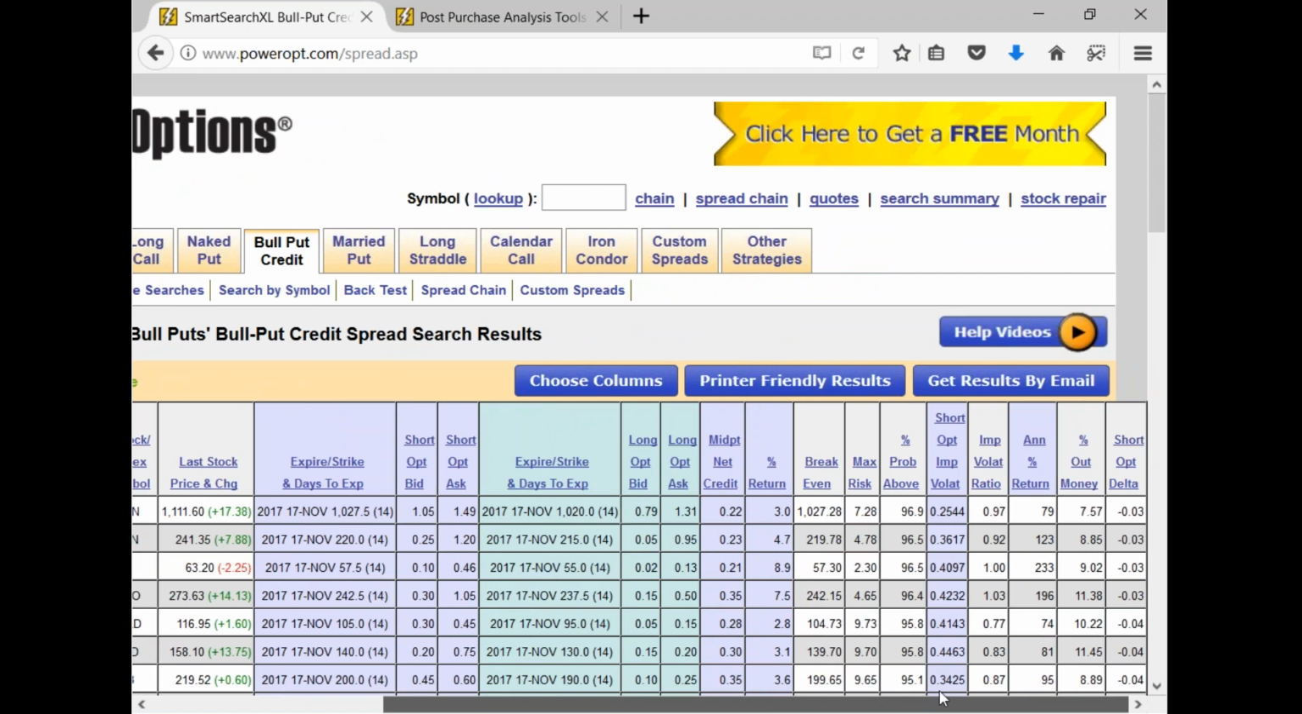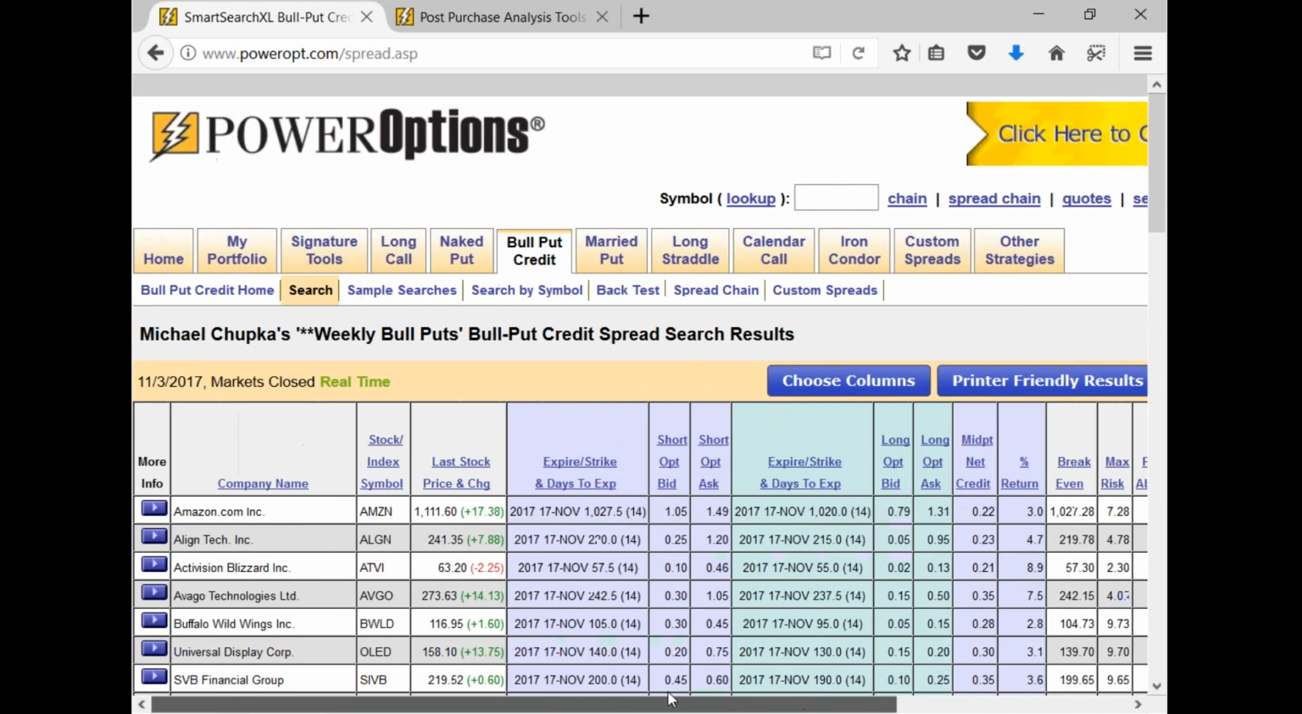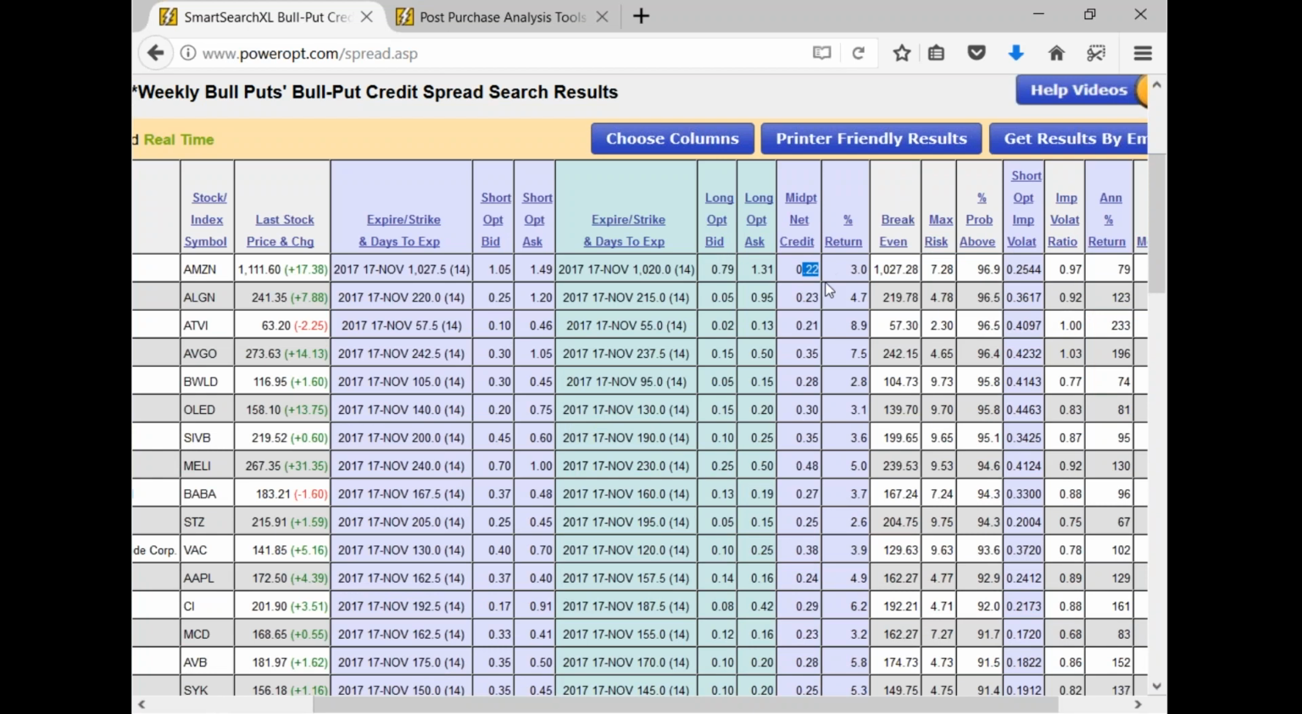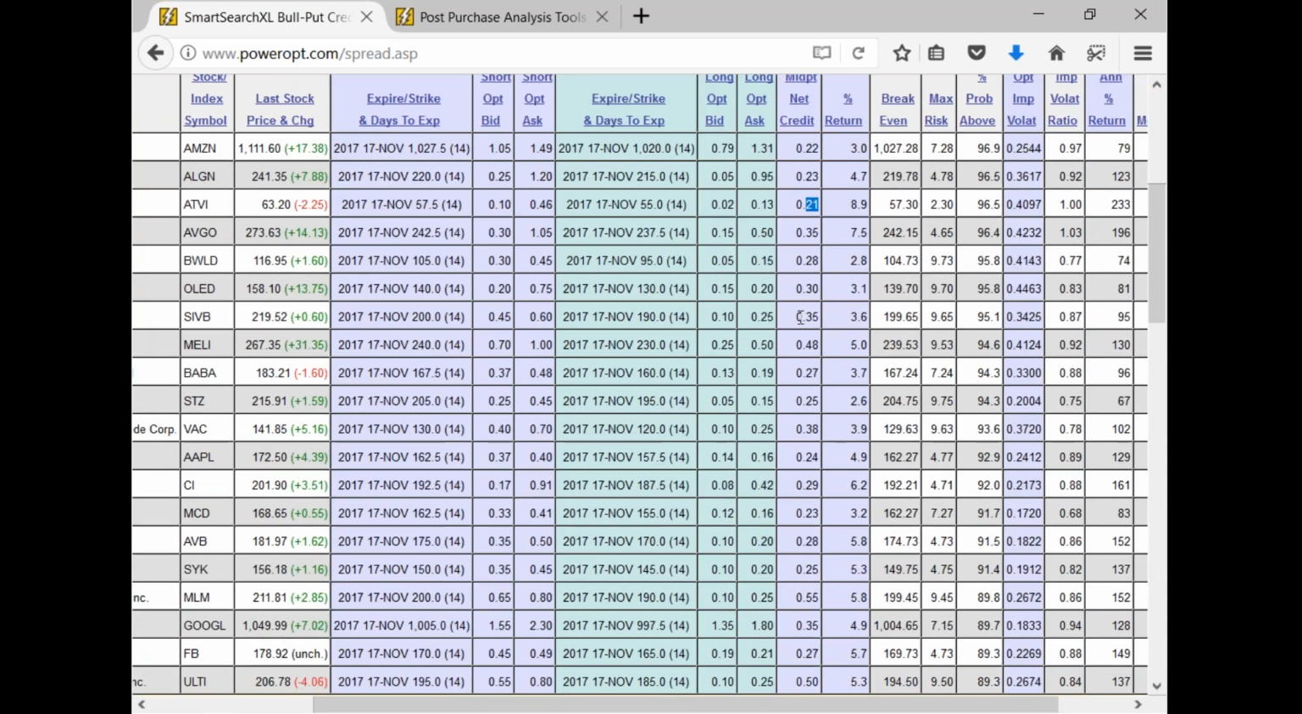So let me find my net credit here. Did I change this again? Oh, I must have changed this during the last one. There we go. So here we are, 22 cents, 23 cents on a 5 point spread. That's a little bit much for me. 21 cents on a 2.5 point spread, and so forth. Those are the 1 week out positions for this series. The 7-day out for November 10th expiration would only be 13 cents, 12 cents.